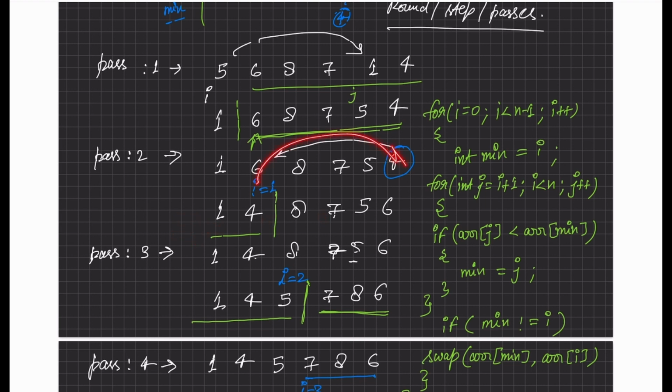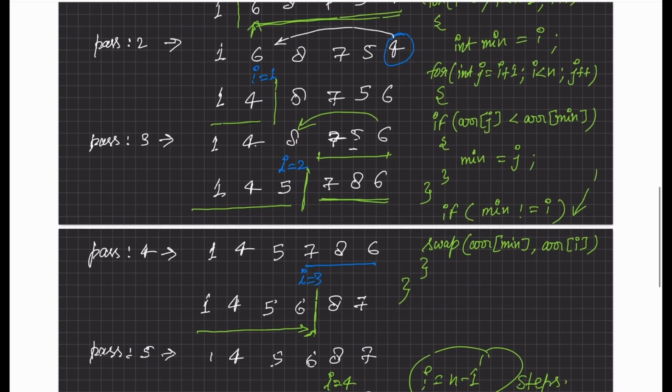So we have switched this position. Now in the third pass, we are at I equal to 2. We will check the same condition: if ARR of J, any element of this unsorted part of the array, is smaller than this element, then we will swap that value. We have swapped it.